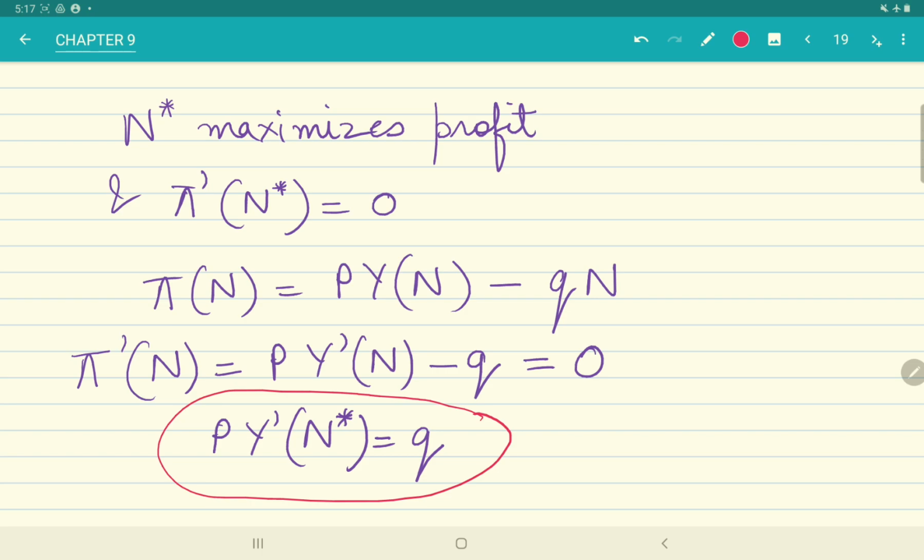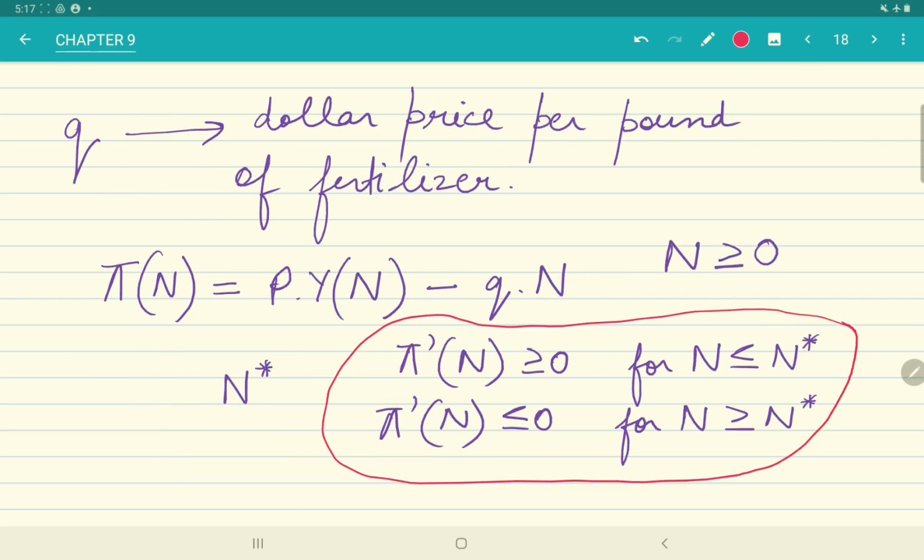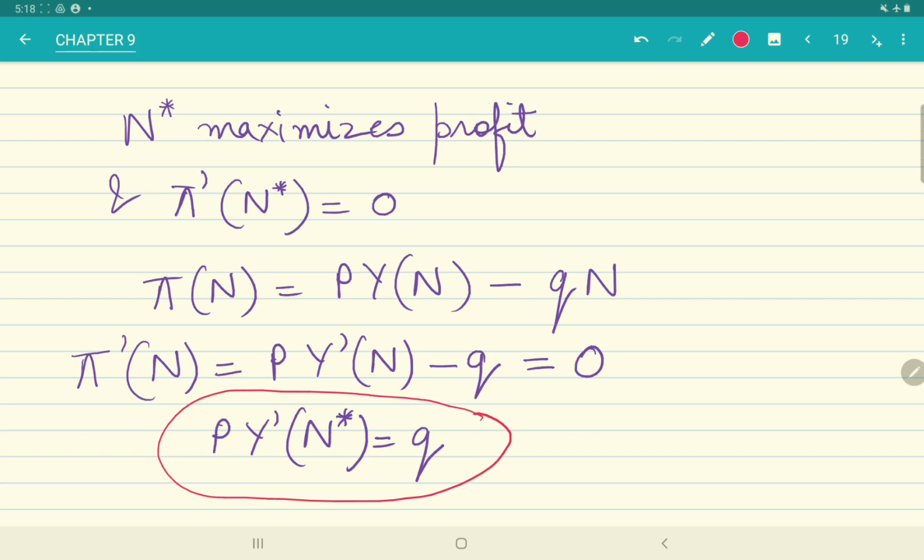Now let's try to in fact give an economic interpretation to this condition. This has to be satisfied if n star maximizes profit, because if n star maximizes profit, I know that pi prime n star is equal to 0. I also know that to the left of n star the profit function is going to be increasing. To the right of n star the profit function is going to be decreasing. So let's try to give an economic interpretation to this particular condition.